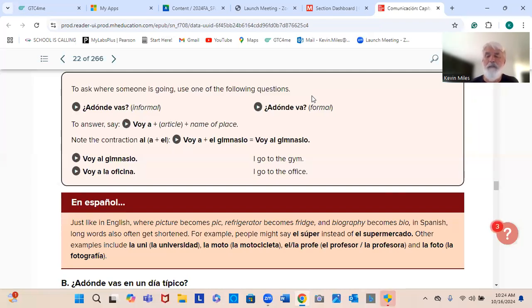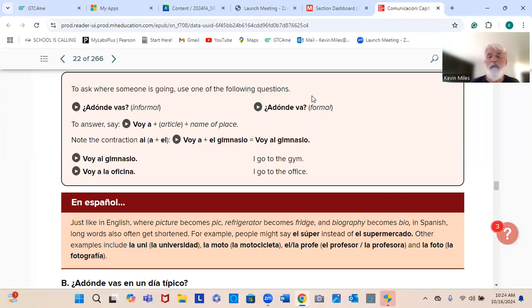So we have to know a few places that we might be going to for this unit to do well in your homework and on your test. We'll be learning some of that vocabulary a little later. But I am going is yo voy or voy. Remember, in Spanish, we do not need to have the subject pronoun every time we conjugate a verb. In English, we do. In English, I can't just say go. I have to say I go. I can't just say am going. I have to say I am going. Not in Spanish. Voy means yo. So we can just say voy.